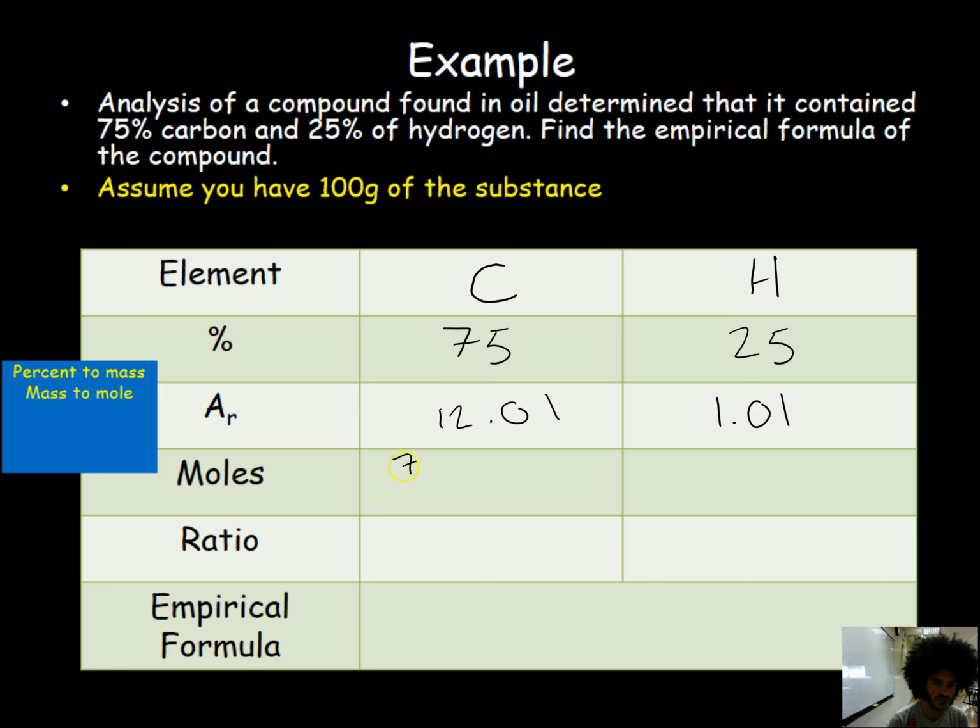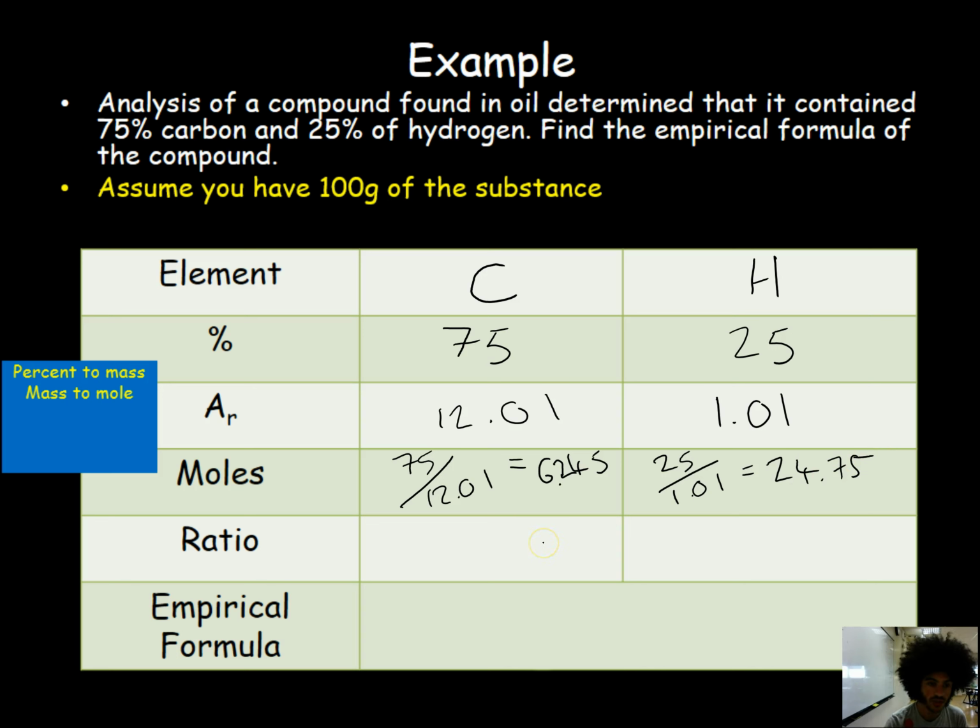So I've got to do 75, which is my mass or my percentage, divided by 12.01, which gives me 6.245, if you like. And then here I've got to do 25, which is mass or my percentage, divided by the AR, which is 1.01, and that equals 24.75.